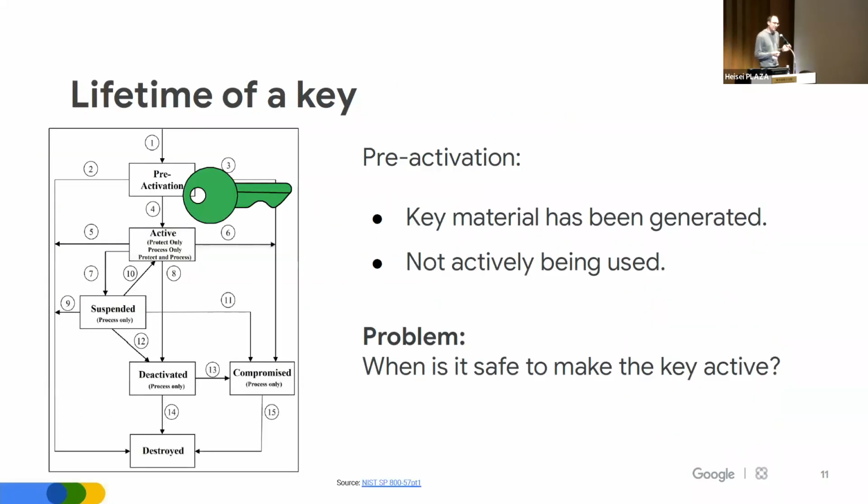Now I want to do a quick digression to the NIST key management standard, which is a very nice standard on how to do key management, but it's also fairly complex. For instance, it defines 6 different states, and there are 15 possible transitions between these states. So this is a very complex process. I just want to briefly go over 3 steps to highlight some of the problems we see. First, when you generate the key material, you cannot actively use it yet. You first have to ensure this key material is available everywhere. So you have the problem of when it is safe to start using this key material.